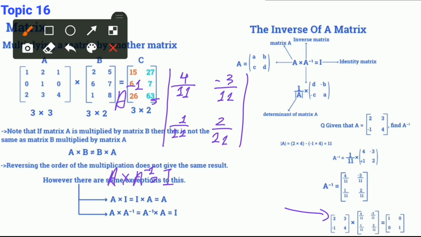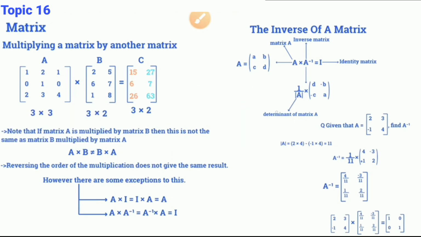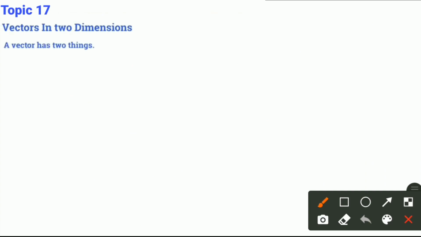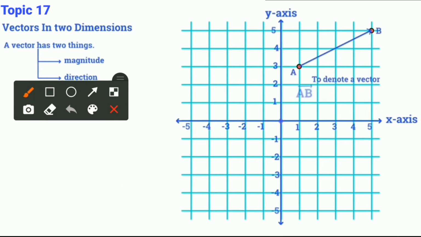The topic matrix has been completed, and now we are going to move forward to vectors and then transformation. So let's begin. A vector has two things: magnitude and direction. Okay, we have this graph, and let's say that we have 2 points A and B, and we can denote A to B in 3 ways.